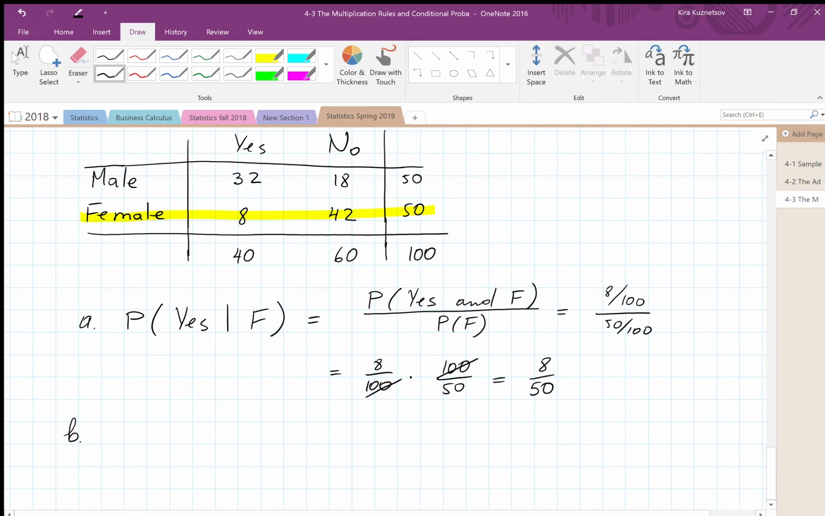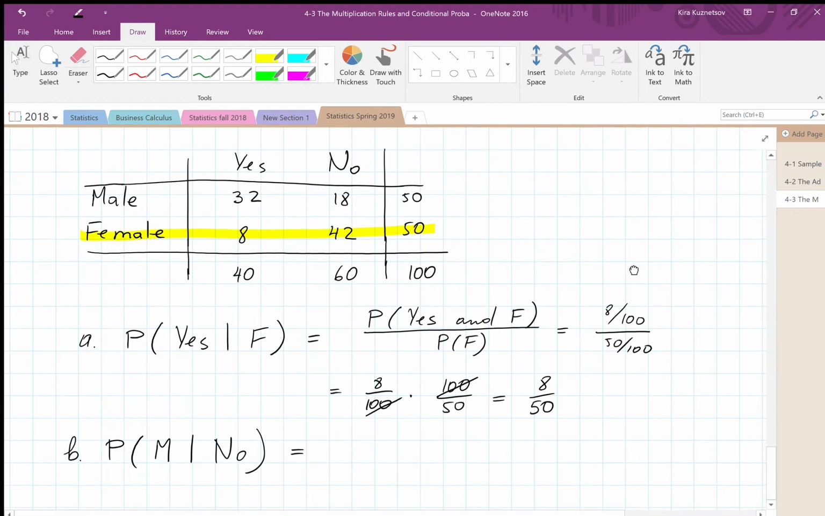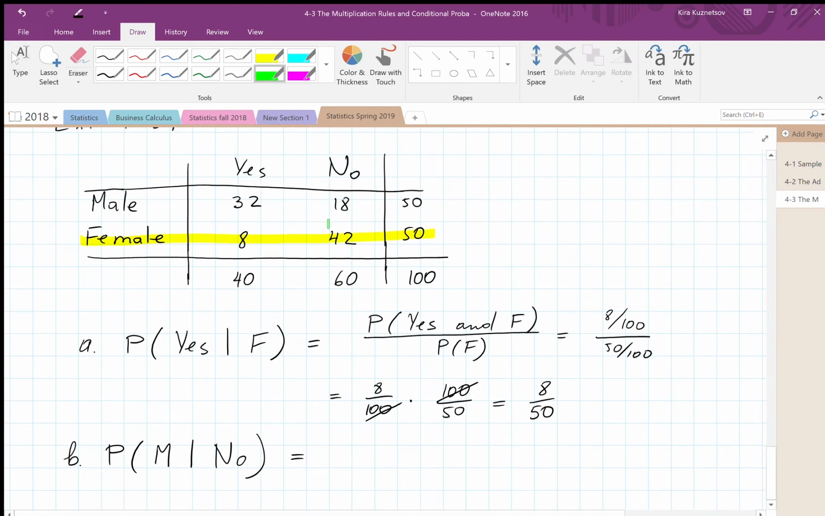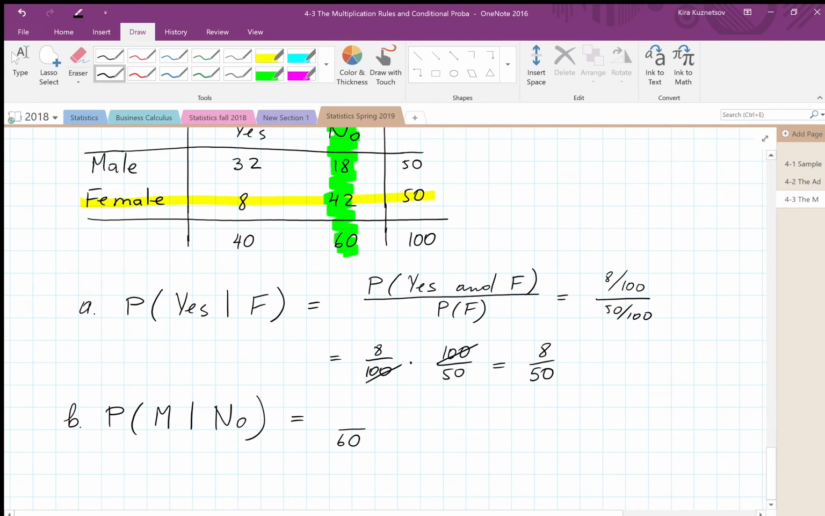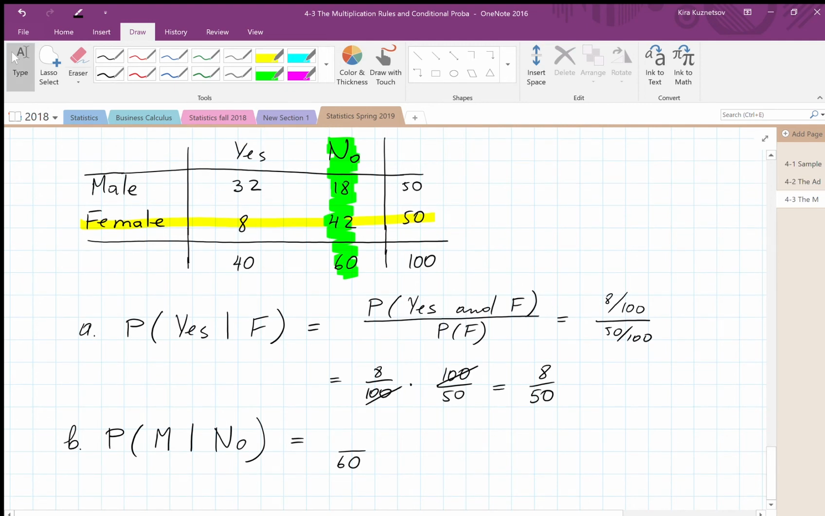Part B. The respondent was a male, given the respondent said no. So I need the probability of a male, given that we're only talking about no people. I'm going to take another highlighter and highlight this part. If I'm talking about no people, I know the bottom has to be 60. Now I need males out of those. So there's my final answer. You probably want to reduce that a little bit, and I'll use my calculator to get a decimal approximation. 18 out of 60 is not an approximation, it's 30%.